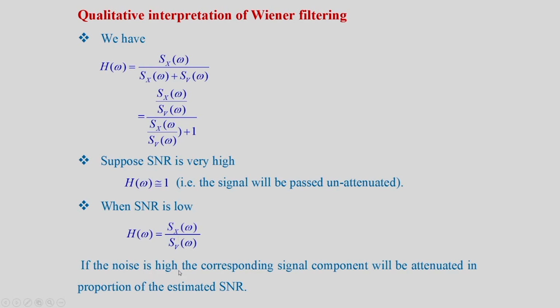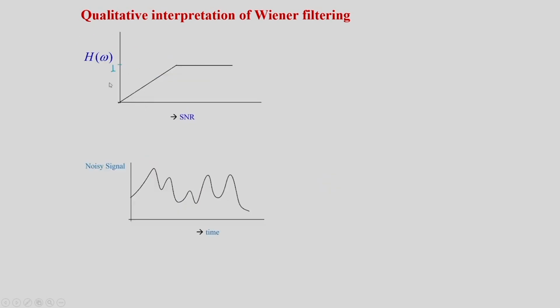Therefore, if the noise is high, the corresponding signal component will be attenuated in proportion to the estimated SNR. We can plot H omega versus SNR. When SNR is very low, H omega is equal to SNR, so that is a line of slope 1, and when SNR is high, H omega will be equal to 1, so that the signal will pass unattenuated.